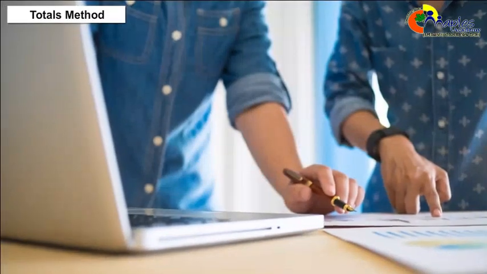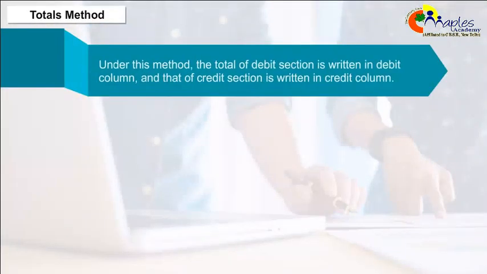2. Totals method. Under this method, the total of debit section is written in debit column and that of credit section is written in credit column.